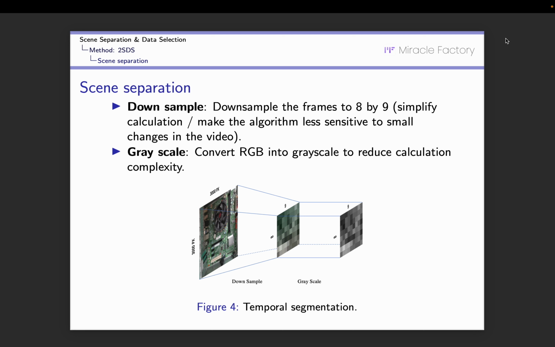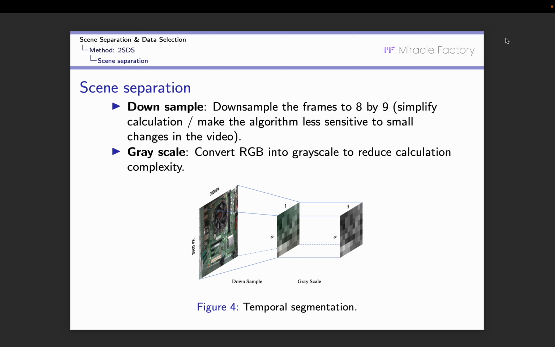When you do scene separation, the first step is usually downsampling. We have a 3000 by 3000 input image here in figure 4, and we downsampled it to 8 by 9. Why do we want to downsample first? The first reason is that we want to simplify the calculation. A 3000 by 3000 RGB image is actually a ton of data, so it is not easy to calculate. Downsampling it to 8 by 9 makes it a lot easier.